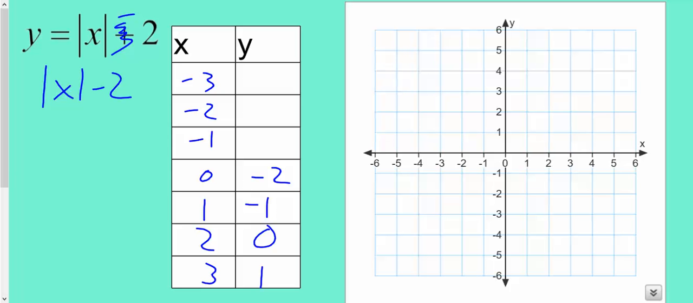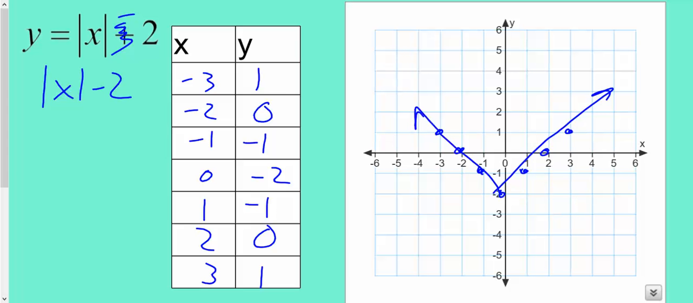Now, when we do -1, absolute value of -1 is +1. +1 minus 2 is -1. Absolute value of -2 is +2. Minus 2 is 0. Absolute value of -3 is 3. Minus 2 is 1. And then you're just going to plot these points. 0, -2. 1, -1. 2, 0. 3, 1. -1, -1. -2, 0. And -3, 1. Again, it makes a V shape.